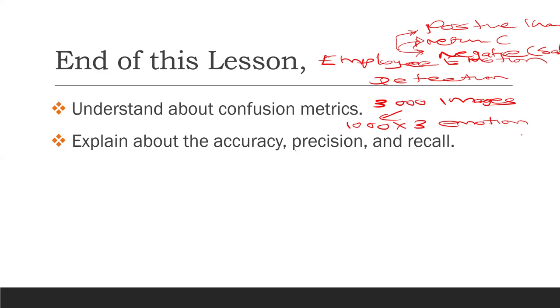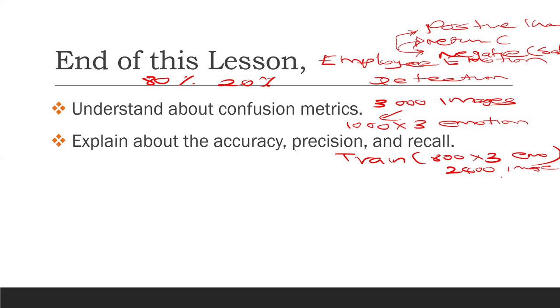For that purpose, you are collecting a data set of 3,000 images. You apply the 80-20 rule for splitting the data for training and testing purposes. Then in the training phase, you have 800 into three emotions, altogether 2,400 images for training purposes. Similarly, for testing purposes, you have 200 into 3 emotions, so you have 600 images for testing purposes.